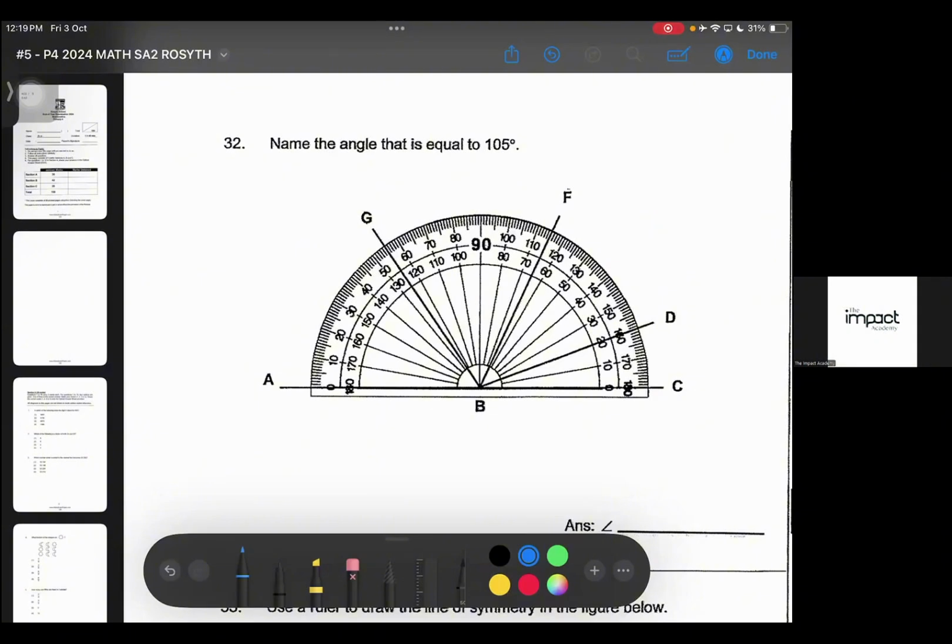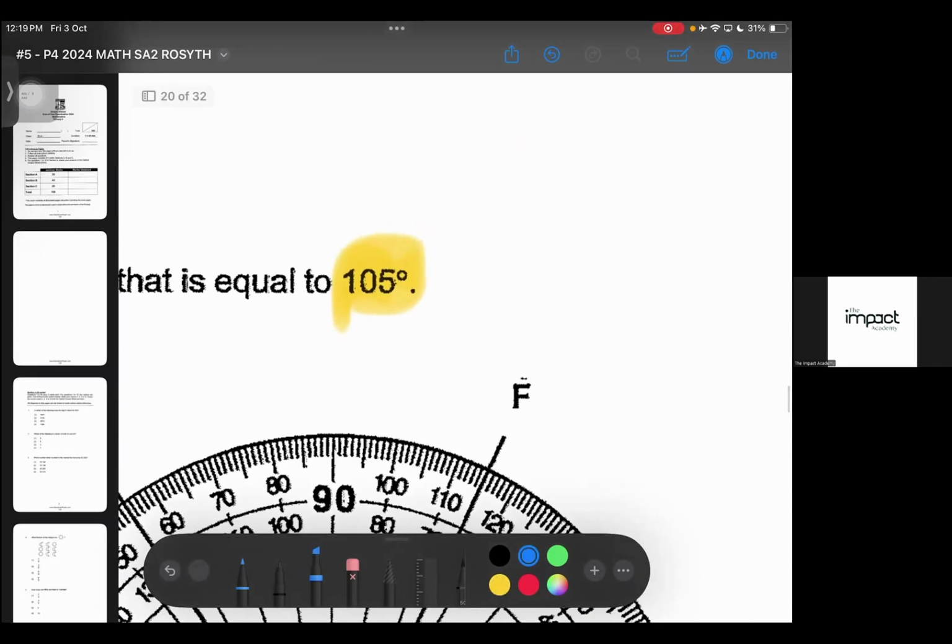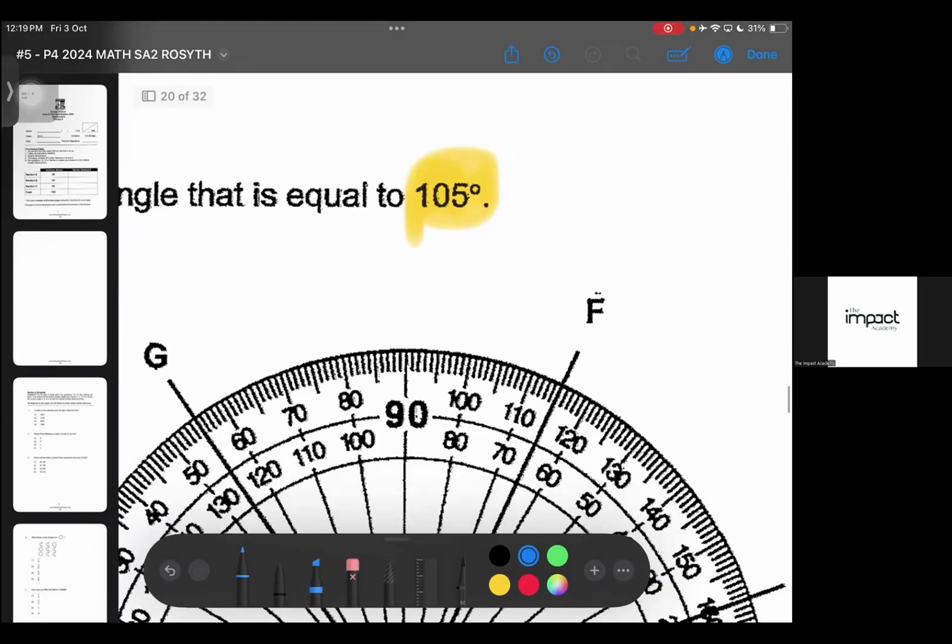So the angle, you say the angle that is equal to what? 105. I'm just going to show you this. You see, if it's 105, you think about it. 105 is definitely what we call obtuse. True? Isn't 105 obtuse already? So it can't be.